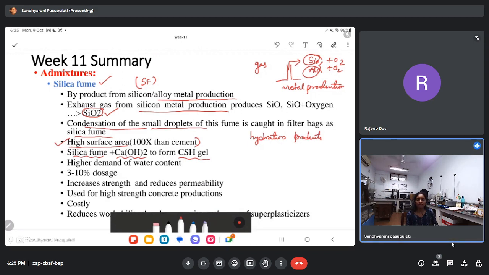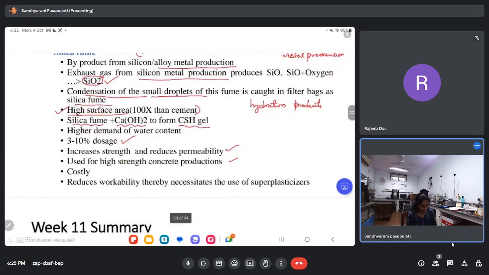One of the disadvantages is that it demands a higher amount of water in the cement hydration process. It is recommended to use 3 to 10% in doses, and it also increases the strength and reduces the permeability, especially when we want to produce higher strength concrete. So then we would be using this, and it is kind of costly. It reduces the workability, thereby necessitating the use of superplasticizers.